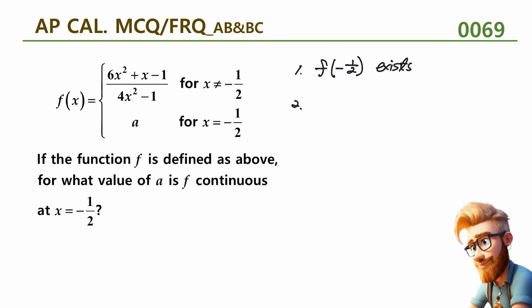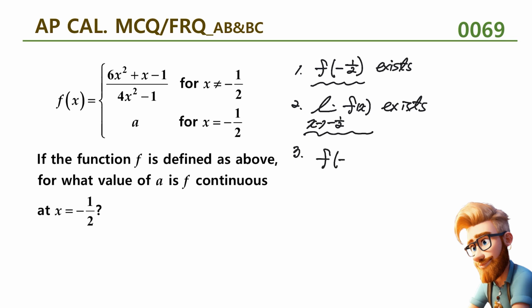Number two, limit as x approaches -1/2, f of x has to exist. Okay. Number three is what? This function value and limit value, they have to be equal to each other, right? So number three condition is f of -1/2 has to be equal to limit as x approaches -1/2, f of x.